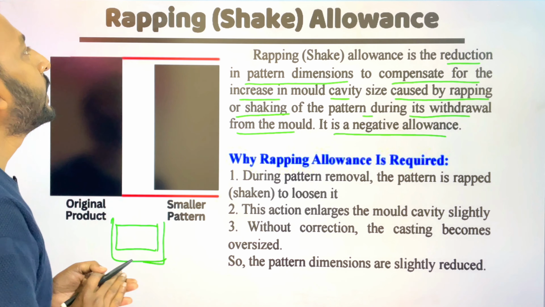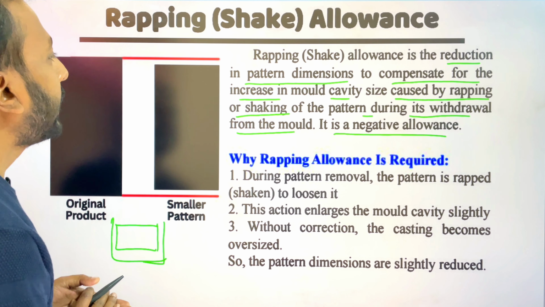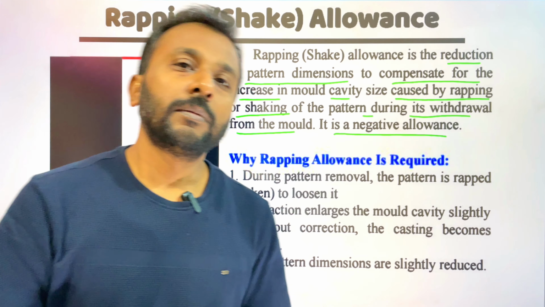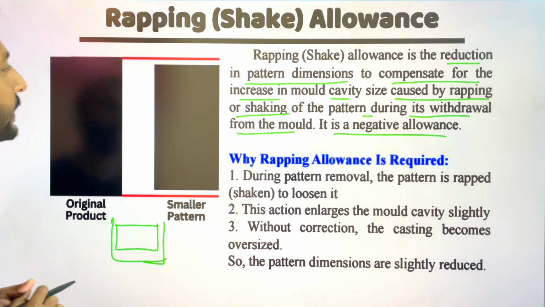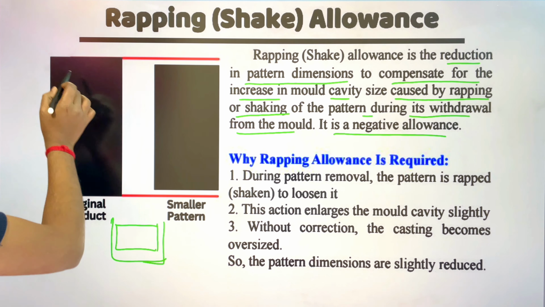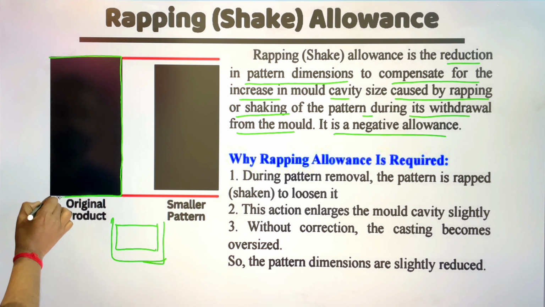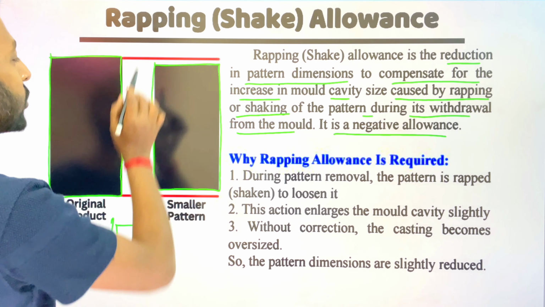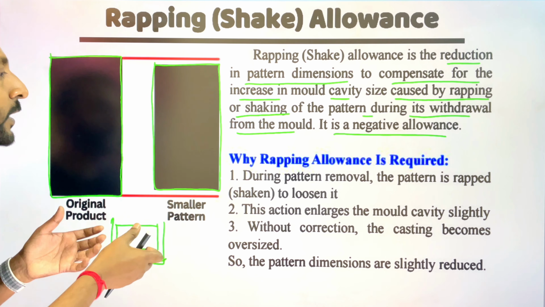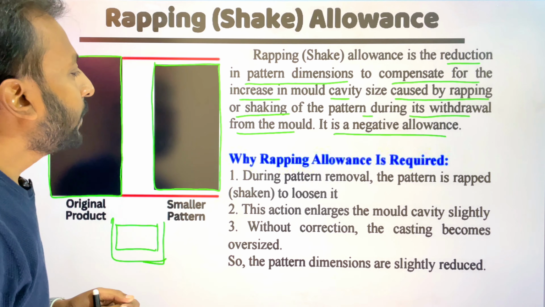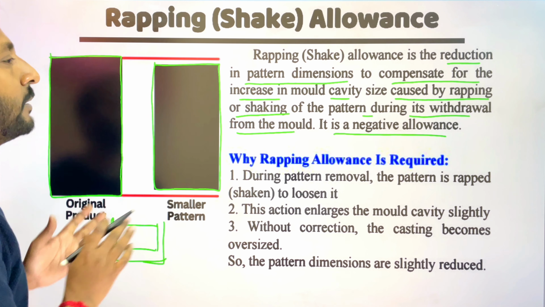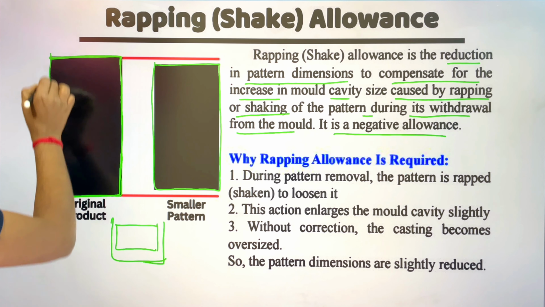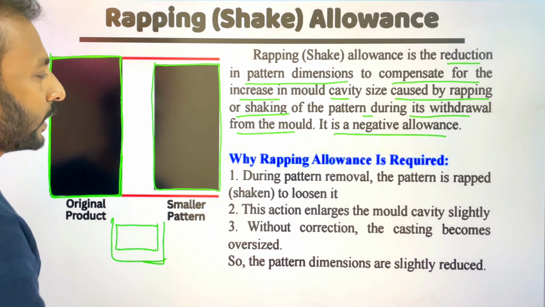That's why the wrapping or shaking allowance is added, or actually it is subtracted from the pattern. So when we are creating the pattern, the product will have this dimension, but the pattern will be smaller than the product because of the wrapping or shaking. When we are removing the pattern from the mold cavity, the cavity becomes bigger and takes the shape of the product.